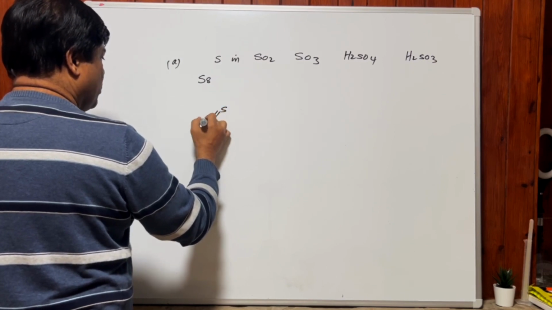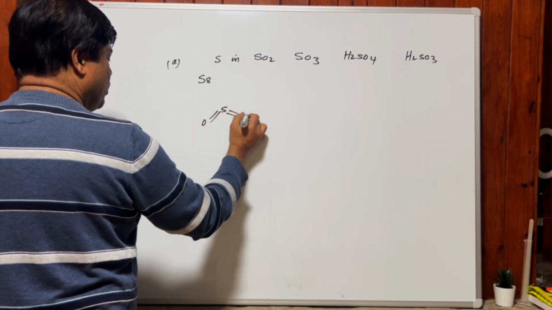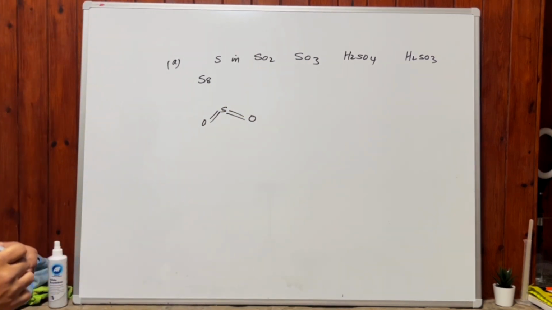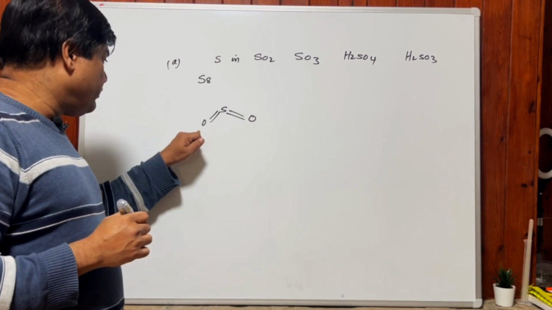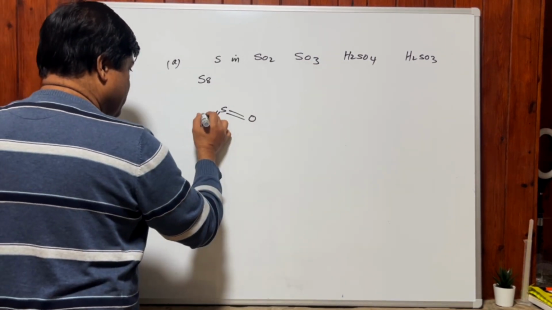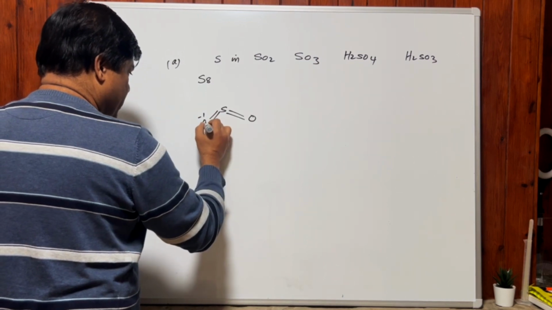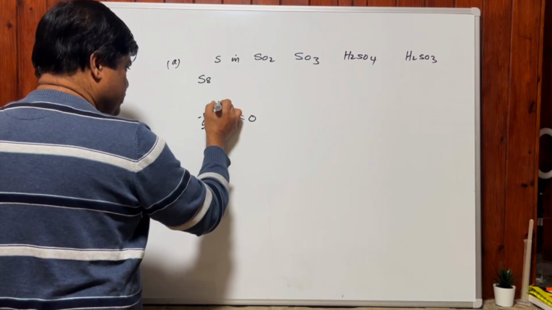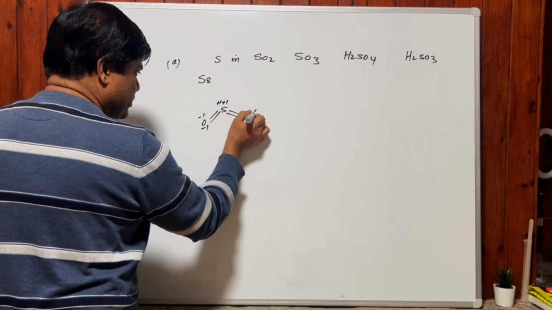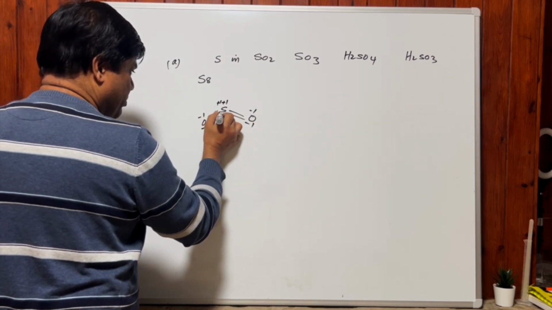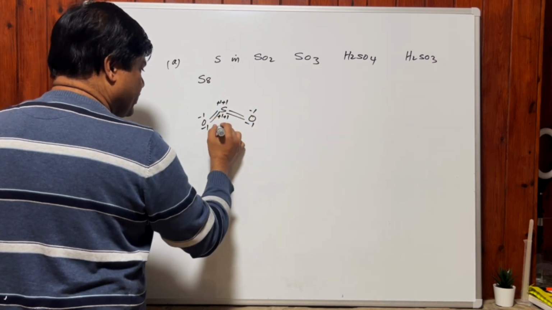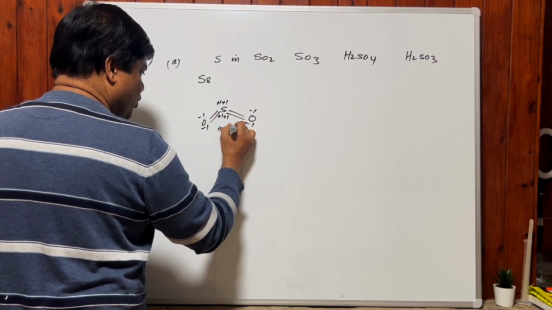S double bond O, double bond O. Among sulfur and oxygen, which one is highly electronegative? We know oxygen is highly electronegative, so -1, -1 for each bond to oxygen, and +1, +1 on the sulfur side, because 2 minus, -1, -1, +1, +1. Oxidation state of sulfur, it's +4.